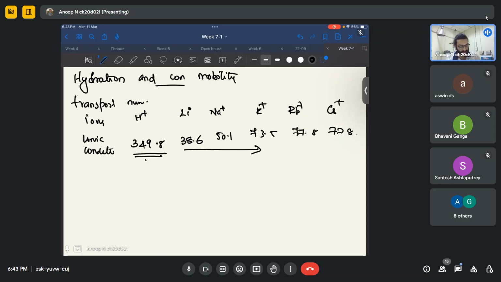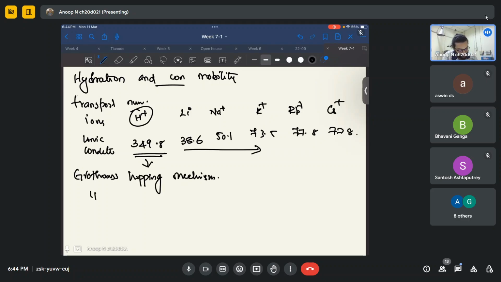What is the reason here? I have explained in the last class why H+ has very high ionic conductivity. What is the reason? We have discussed it in the last class also. The property is called the Grotthuss hopping mechanism.